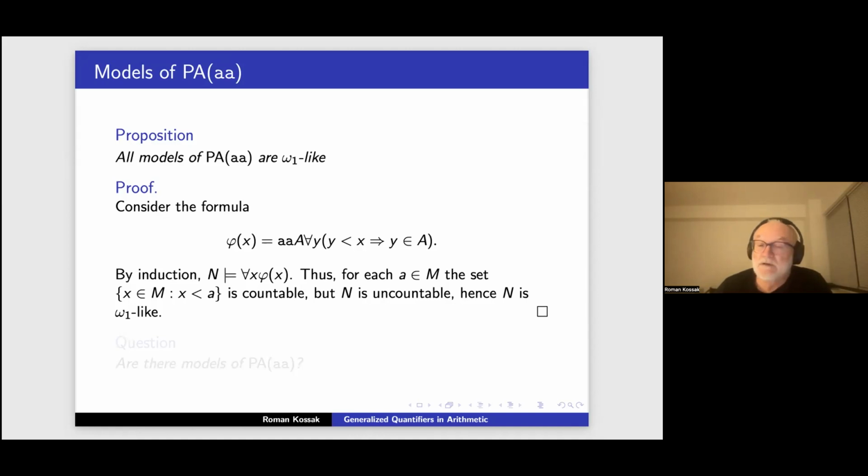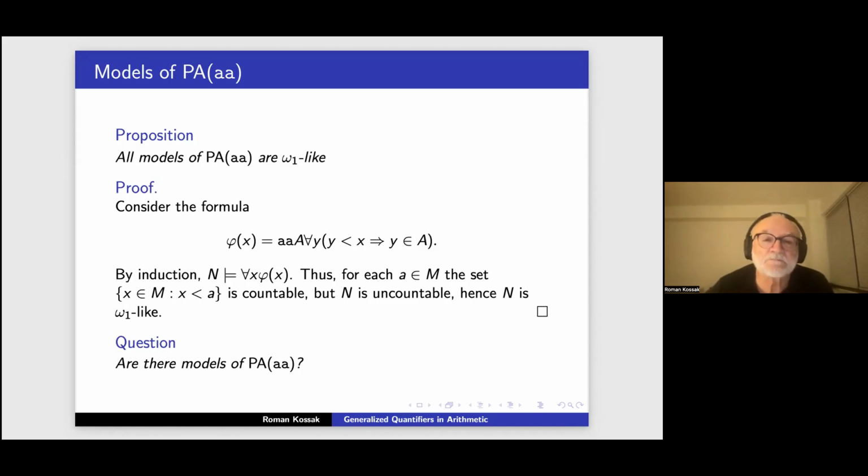Okay, so now by induction, if phi of x holds, then clearly phi of x plus 1 also holds. So if you look at each initial segment of the model, the top must be countable, but because all LAA structures must be uncountable, they must be omega-1-like. Okay, so they are omega-1-like, but the question is, are there any models of PAA?